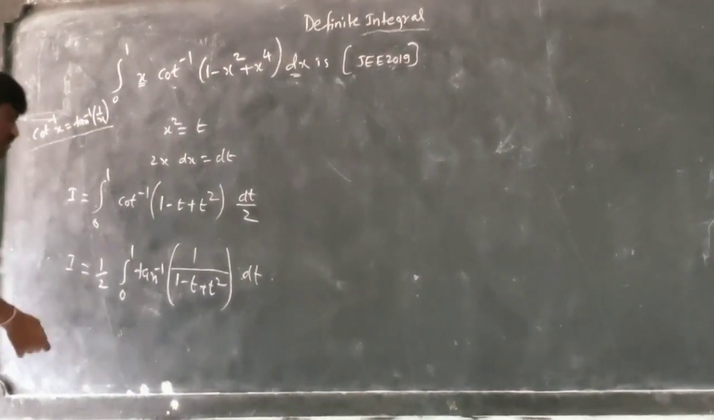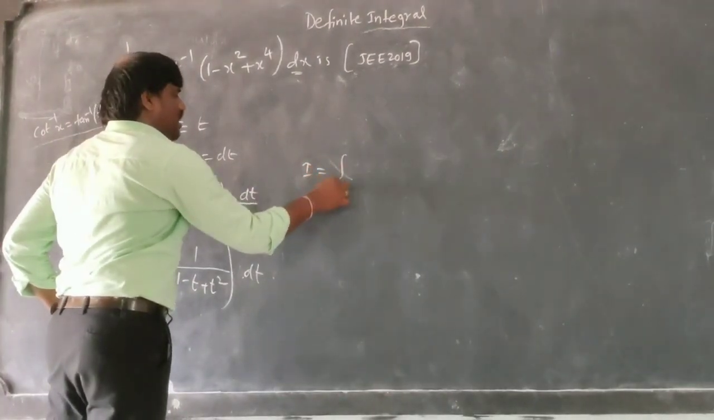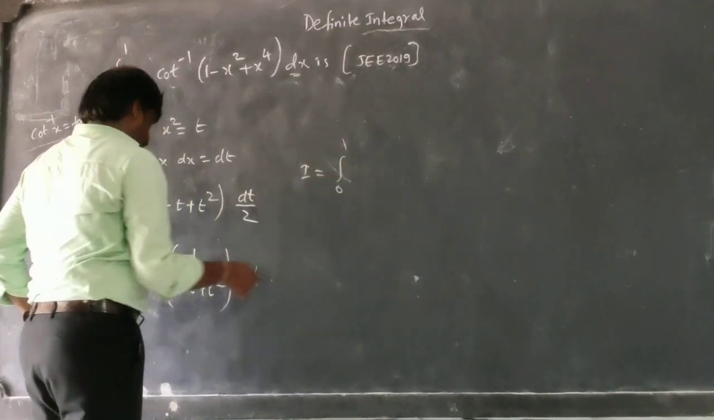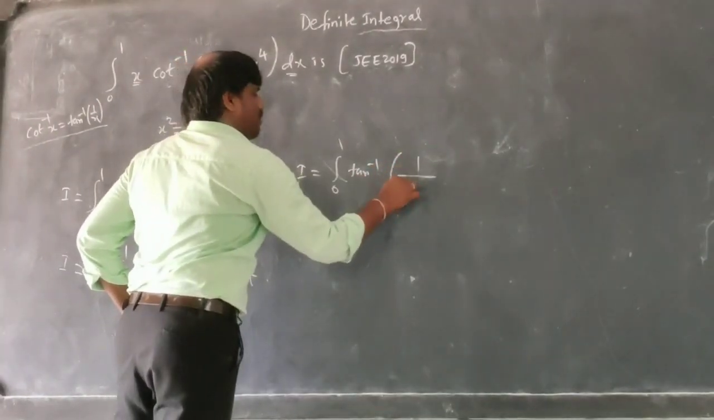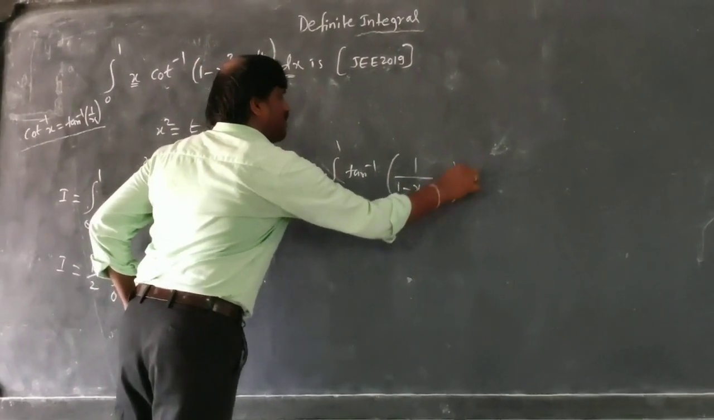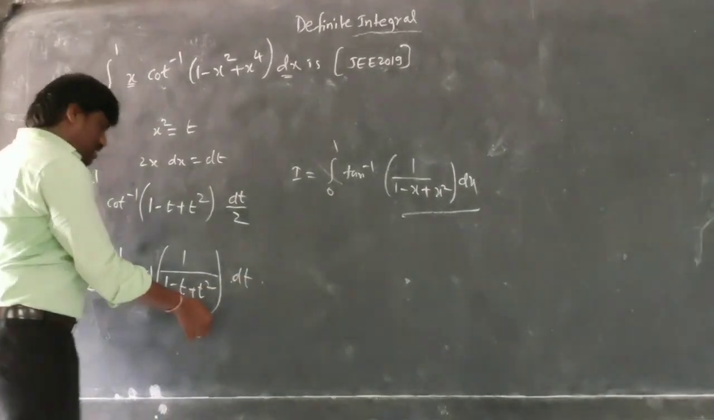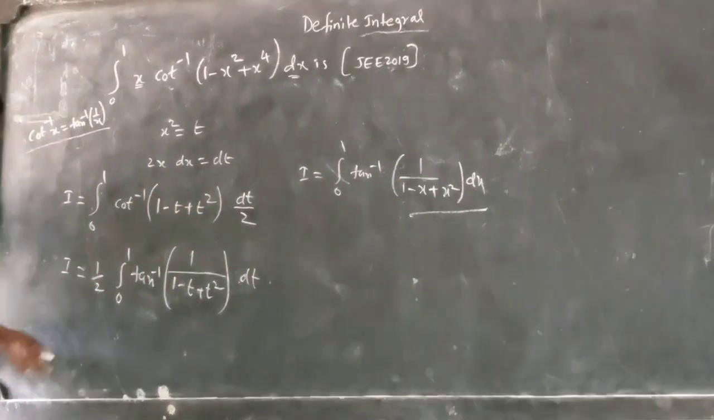Now relate this question to the previous question. What was the question there? Integration 0 to 1 of tan inverse 1 upon 1 minus x plus x square dx. This was the previous question, JEE Advanced, and this one is the same. In x terms and t terms, the answer will be the same.